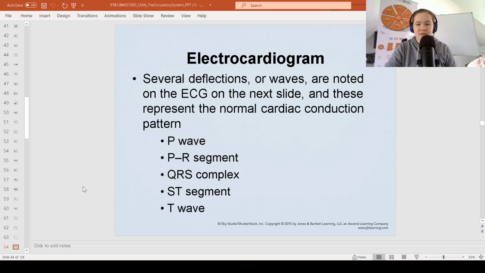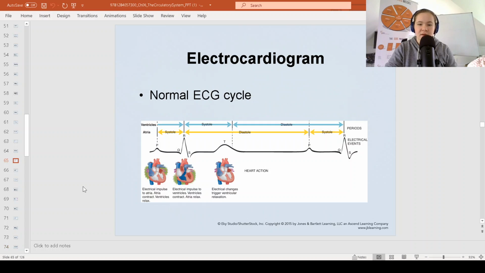Several deflections or waves are noted on the ECG on each side, and these represent the normal cardiac conduction pattern: P wave, PR segment, QRS complex, ST segment, and T wave. A normal ECG cycle would look like so, with a P wave coming up, QRS wave right there, and the T wave coming just before the diastole. Then you have the P wave, the QRS again.